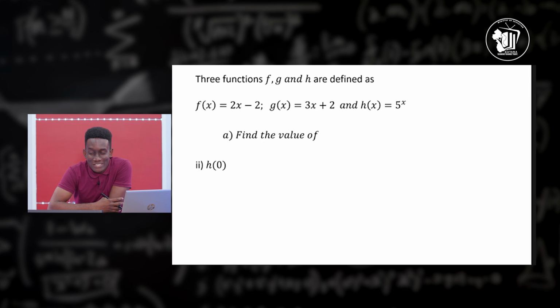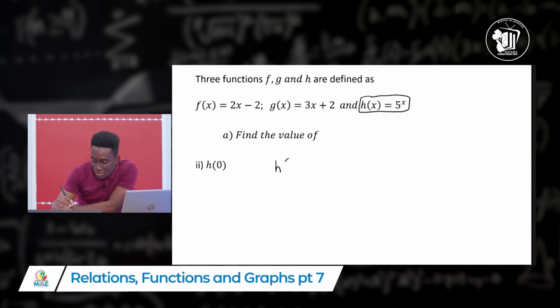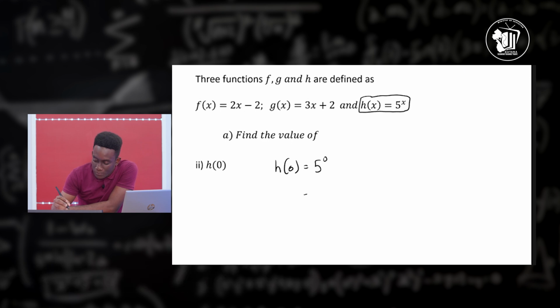So the next question says, find the value of h of 0. For h of 0, we are dealing with the function h of x. So instead of h of x is equal to 5 raised to the x power, we'll have h of 0, we're replacing x with 0, is equal to 5 raised to the x power. In this case, the x is 0. And we know from laws of indices, anything raised to the 0 power will be equal to 1. So h of 0 is equal to 1.